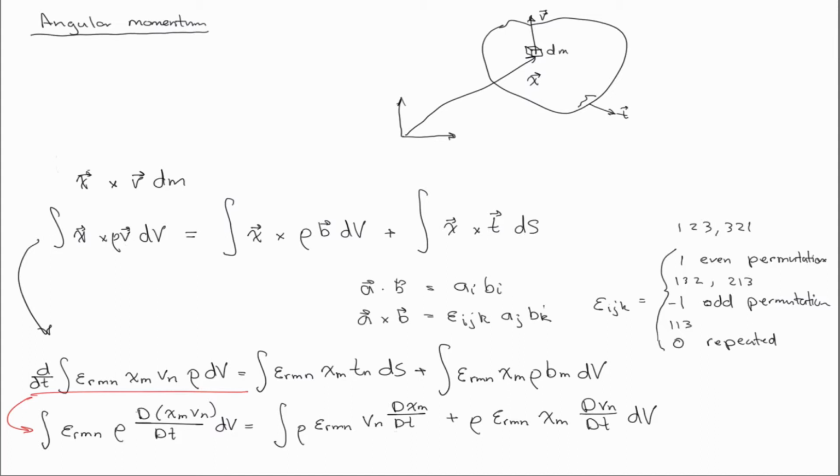Well, what is this guy? dxm dt. It's the time derivative of a position vector, which is, there's another name for that. Time derivative of position is velocity, right? So this is Vm. So what you have here is the cross product of a vector with itself.